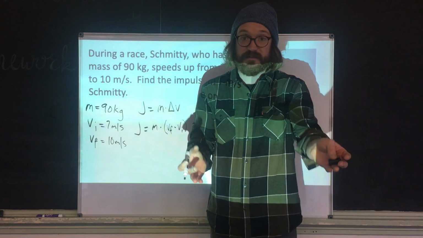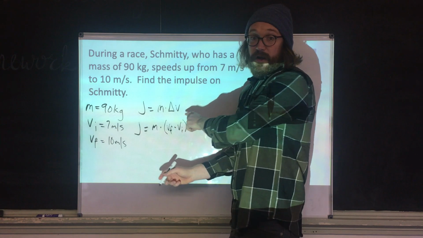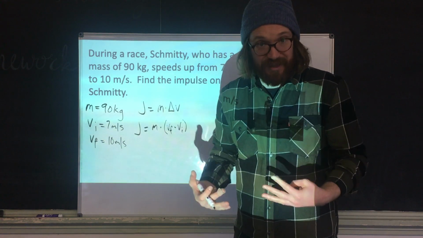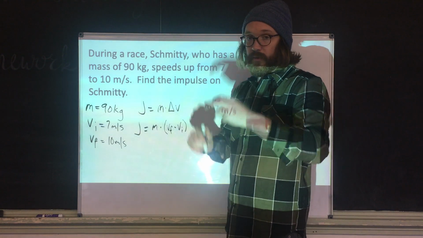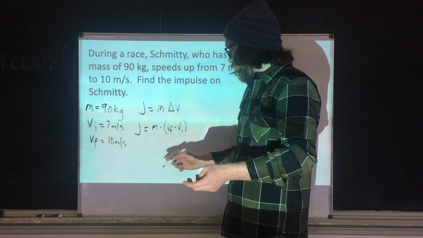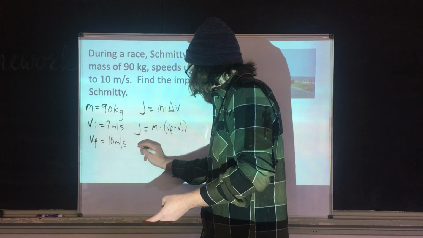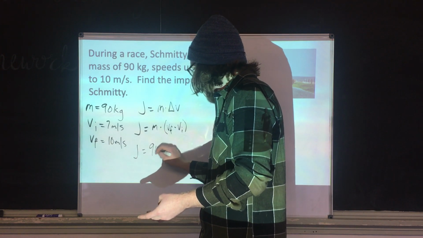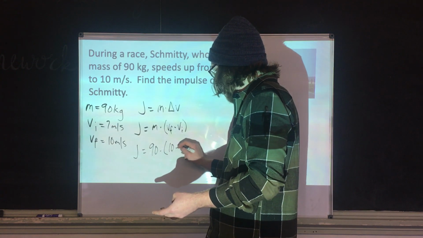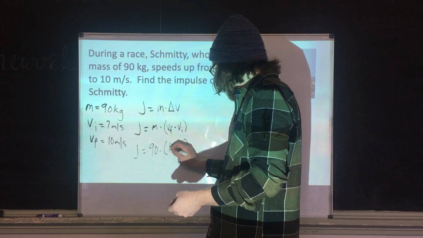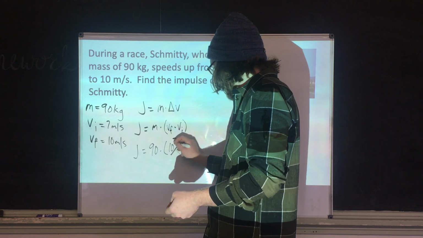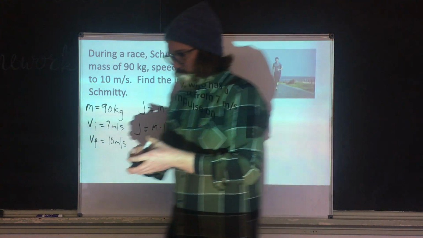You're gonna hear me say this a bunch. Whenever you see this triangle, that means change in, and change in is always final minus initial. Always, always, always. So, plug your numbers in. Impulse is equal to 90 times 10 minus 7. 10 minus 7 is 3. I'm just gonna cross that out. So we have 90 times 3.